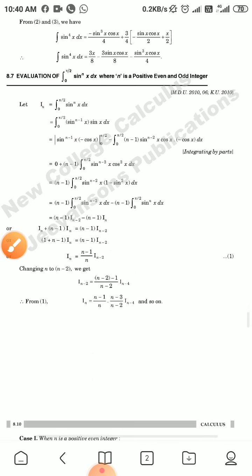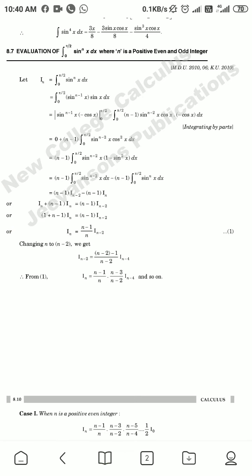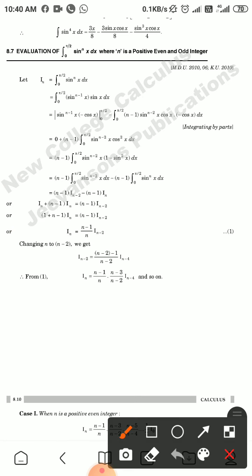Now, evaluation of integration 0 to pi by 2 sin raised to power n x dx, where n is a positive even and odd integer. For evaluating this, first of all, we suppose that let In is equal to integral 0 to pi by 2 sin raised to power n x dx, which is equal to integral 0 to pi by 2 sin raised to power n minus 1 x into sin x dx, and now integrating by parts, assuming sin raised to power n minus 1 x as first function and sin x as second function.